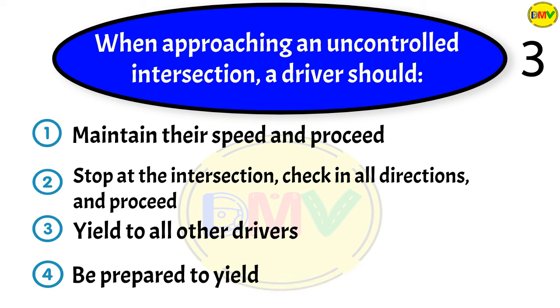The question 3. When approaching an uncontrolled intersection, a driver should: 1. Maintain their speed and proceed. 2. Stop at the intersection, check in all directions, and proceed. 3. Yield to all other drivers. 4. Be prepared to yield.